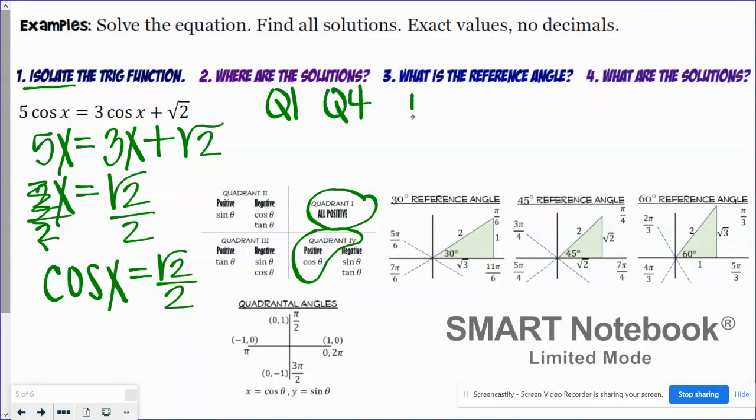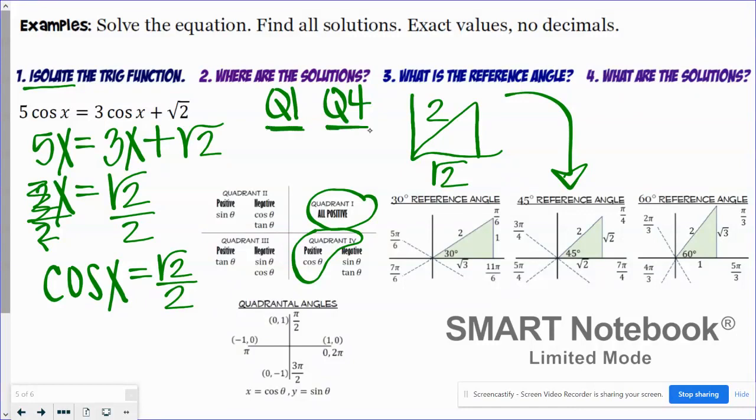What is the reference angle? Keep it simple. Keep it to quadrant 1. Cosine is the adjacent over the hypotenuse. So our reference angle, if you look at your 3 triangles, is the 45-degree reference angle. And we said our answers are in quadrant 1 and in quadrant 4. So in quadrant 1, that's pi over 4. Quadrant 4 is 7 pi over 4. And so those are the solutions.